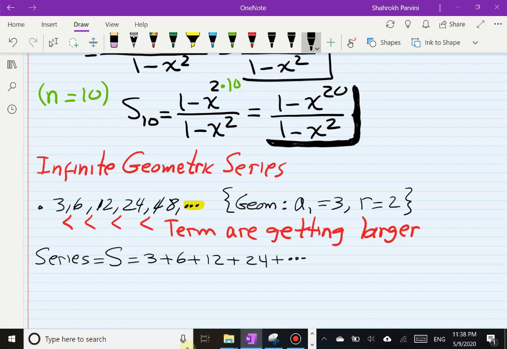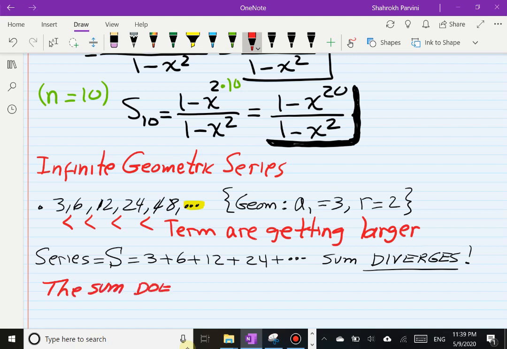Now, because each term is getting larger and larger, I really cannot add these to infinity, can I? We can't, because the sum is getting bigger and bigger and bigger. So in this case, the correct terminology, we say the sum diverges. That means it's getting bigger and bigger. Let me just write it this way: the sum does not.